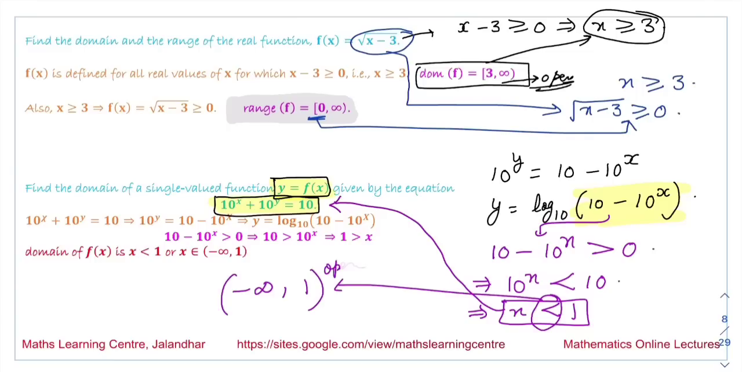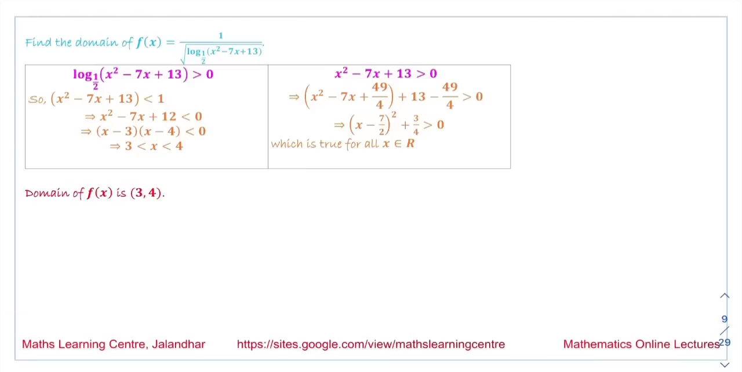So this bracket in this interval means that 1 is not included in these points. So we are saying the domain of the function fx is x less than 1, or we are writing x belongs to minus infinity to 1. Next we have is find the domain of fx is equal to, and this function is given to us.